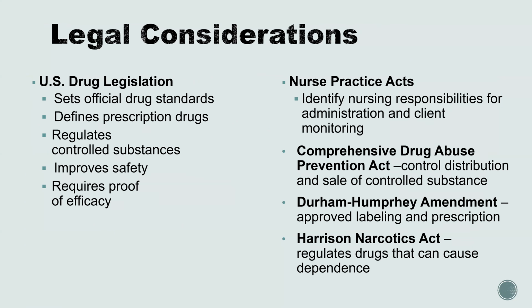With U.S. drug legislation, they set official drug standards for the drug. They define prescription drugs, what needs to be prescription and what does not. They're going to regulate controlled substances, such as opiates, narcotics, and things like that. They're going to improve safety based on side effects or adverse reactions that have been reported, and they require proof of efficacy.